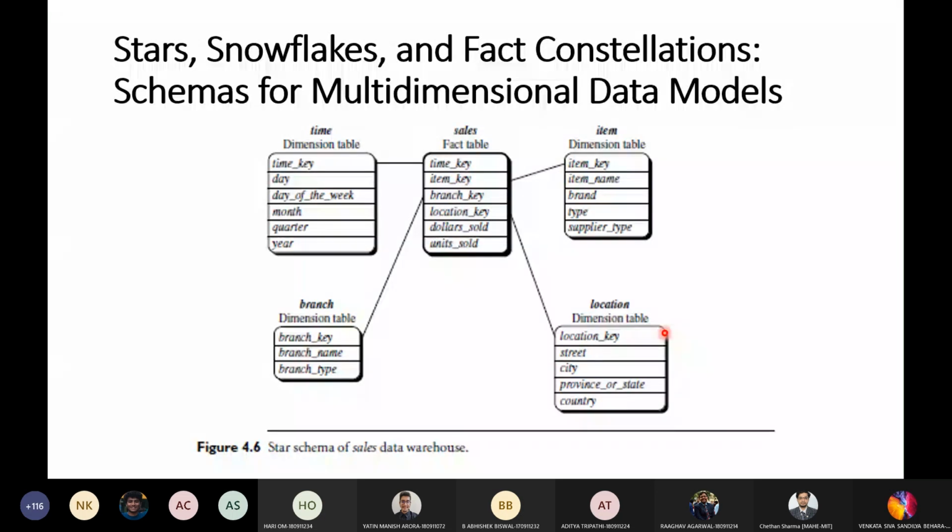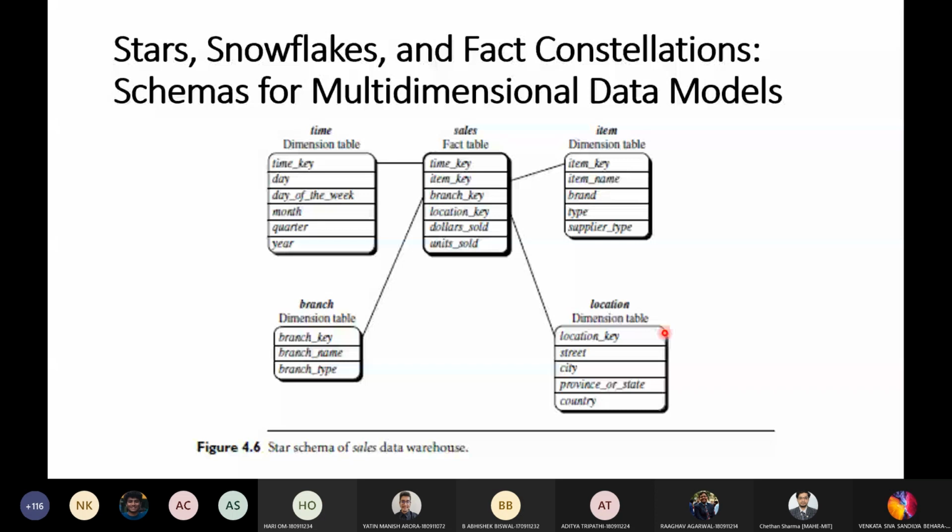Next, you find a set of dimensional tables. Each of these is called a dimensional table. Okay. So if you can see this particular schema graph, if you draw the schema graph, it looks like a star. Okay. So the name star schema.